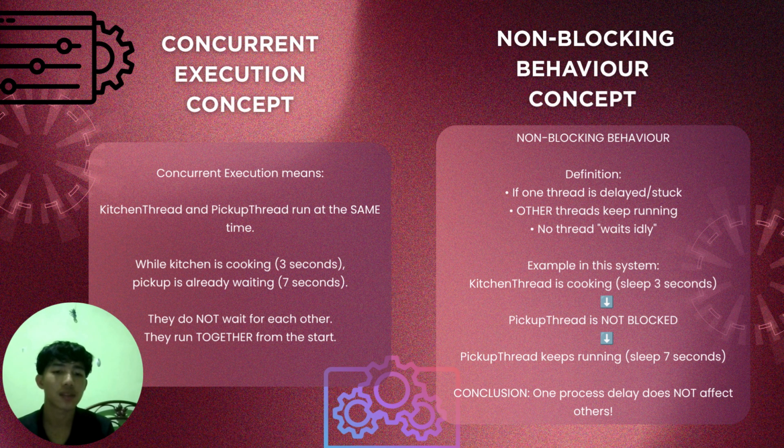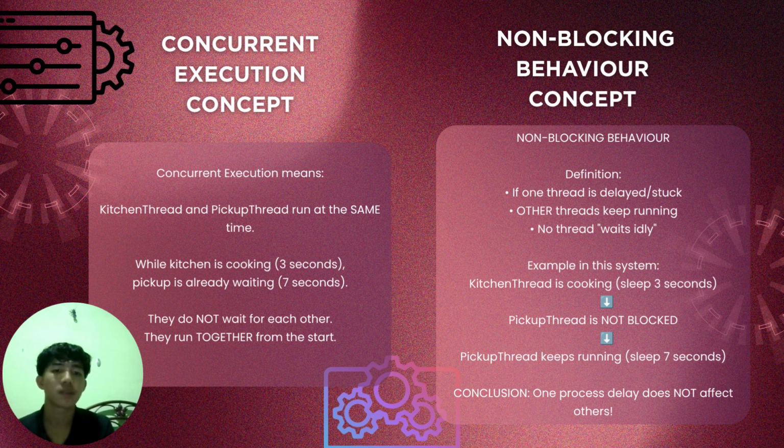Both start from the beginning. We can see this in the system output. Kitchen starts cooking while pickup starts counting 7 seconds. So these two processes happen in parallel, not one after another.